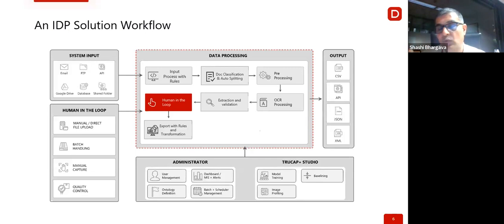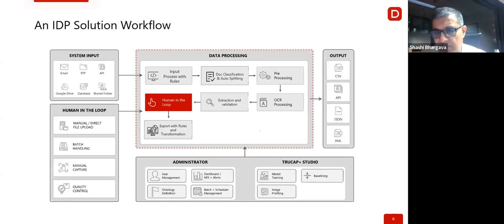The next piece is the export with rules and transformation. You need to have an export functionality in the product by which you can apply certain rules. Even while exporting, you can export in different formats like JSON, XML, CSV, and apply certain kinds of transformation. For example, if you want the date in a particular format, like DDMMYY, even though your documents may have it in a different format, you can do all that kind of transformation before exporting the data. This is becoming a standard feature.